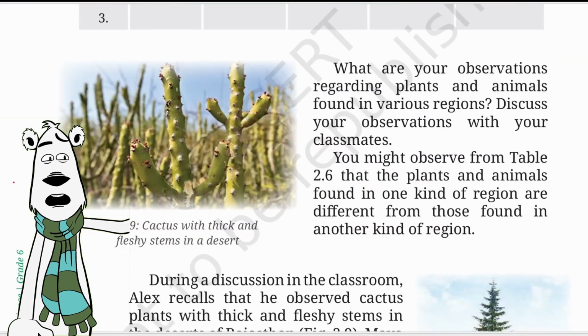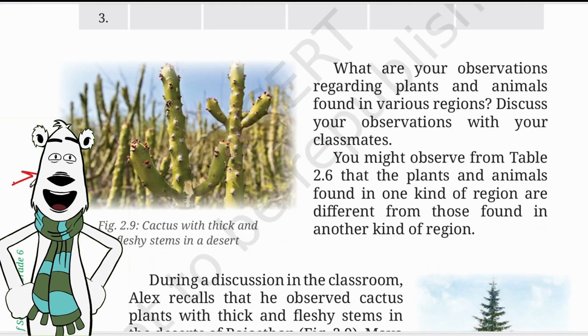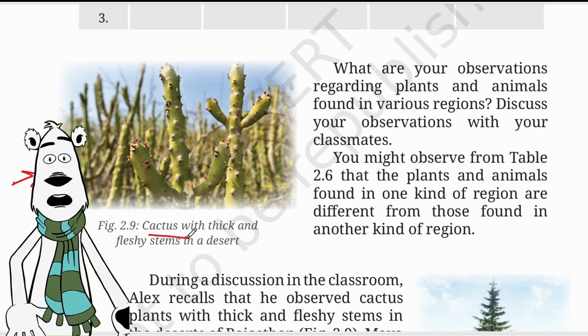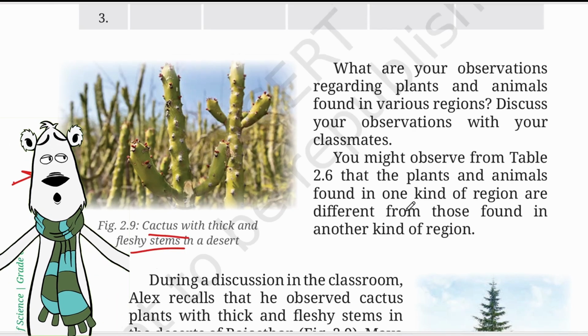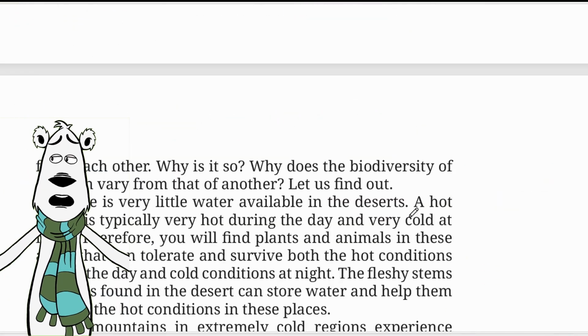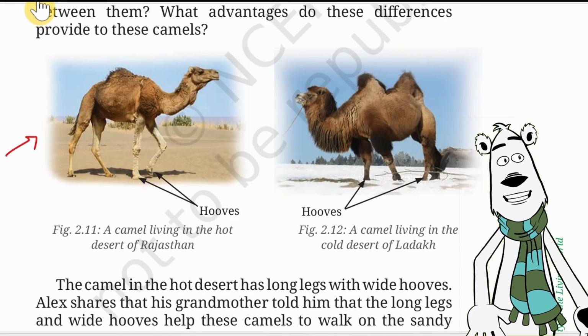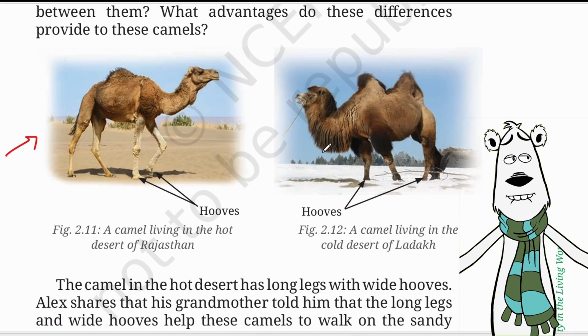Think about the Sahara Desert, scorching hot, barely any rain, but things still live there. Cacti, for example, with their thick stems to store water and those spines to reduce water loss, they thrive in that harsh environment. And of course, the camel. Wide hooves for walking on sand, those humps for storing fat, and they can go forever without water.